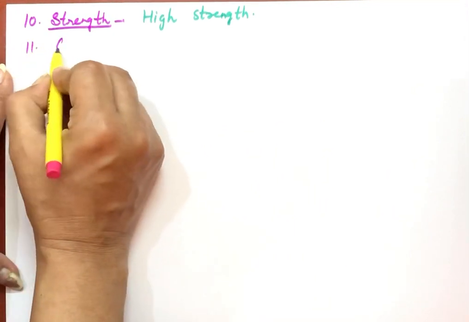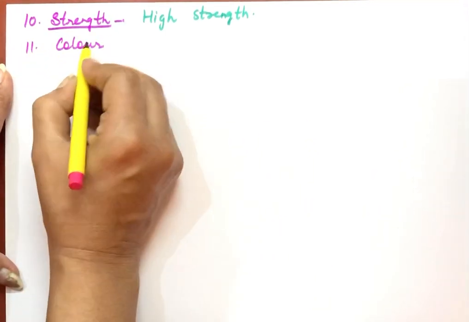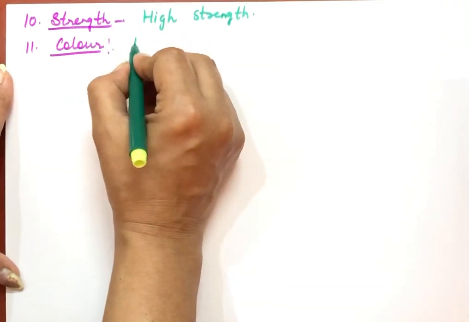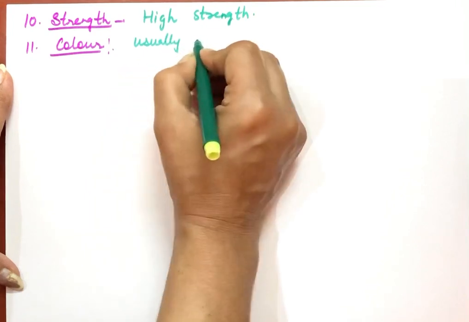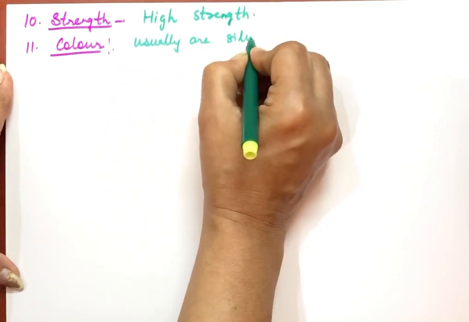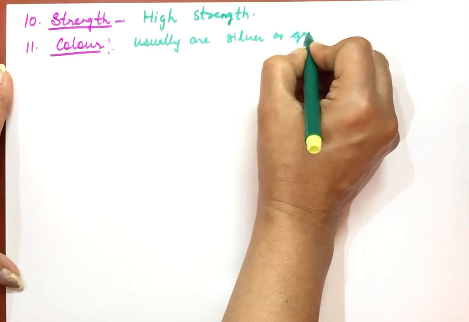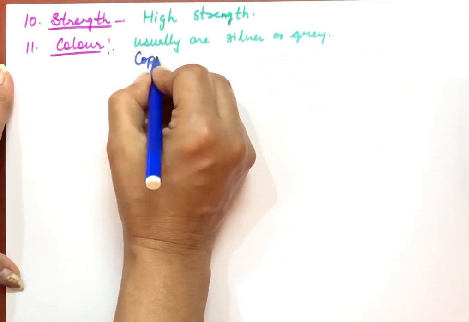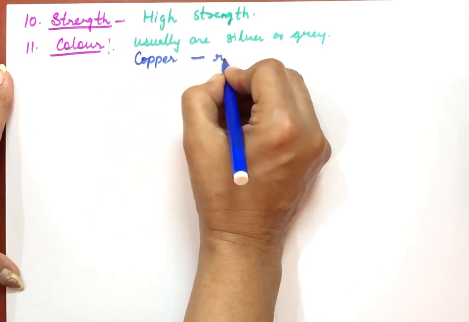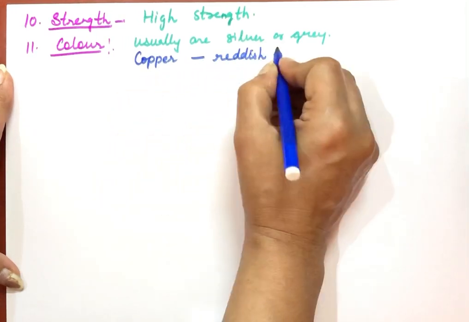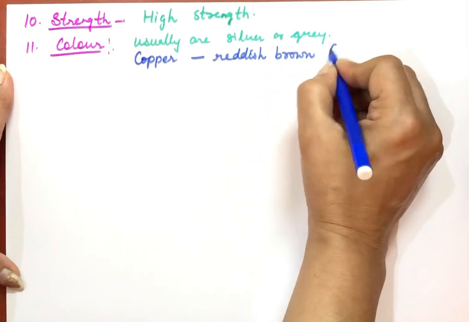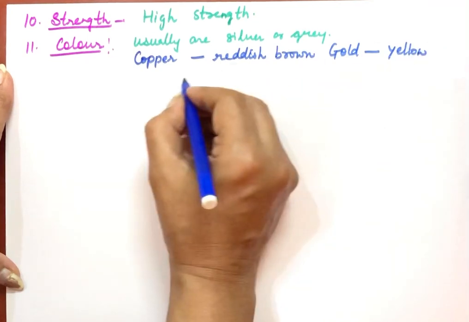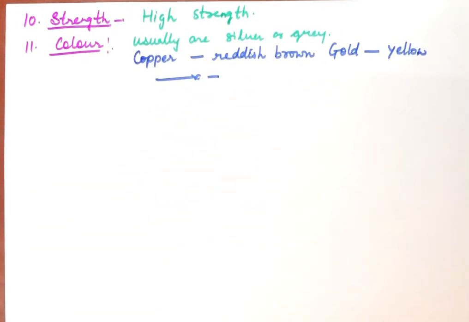The next property is color. Most of the metals are usually gray or silver in color. Usually metals we get in which color? Silver or gray color. But some metals like copper are reddish brown in color, and gold is yellow in color. These are the physical properties of metals.